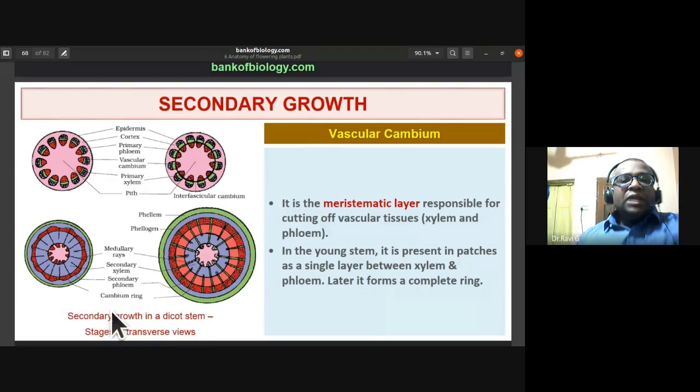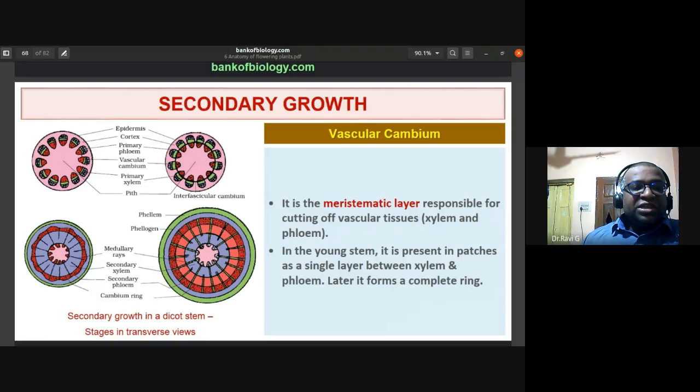It is the meristematic layer responsible for cutting off vascular tissues, that is xylem and phloem. In the young stem, it is present in patches as a single layer between xylem and phloem. That is, we are talking about intrafascicular cambium. They are present as patches in the young stem. Later, it forms a complete ring.